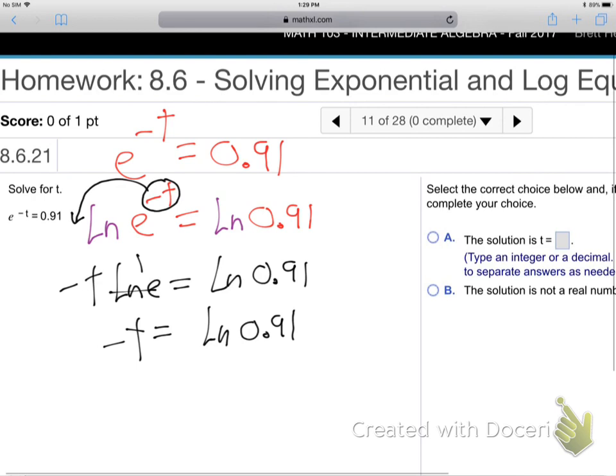Now we want to get regular t. So what do I do to turn that into regular t? Yeah, divide by negative 1 on both sides. That'll get rid of that. So then hit the buttons on your calculator. ln of 0.91 divided by negative 1. It's going to be positive in the end, isn't it? What does it come out to be?